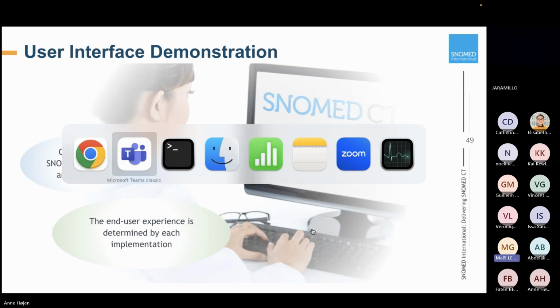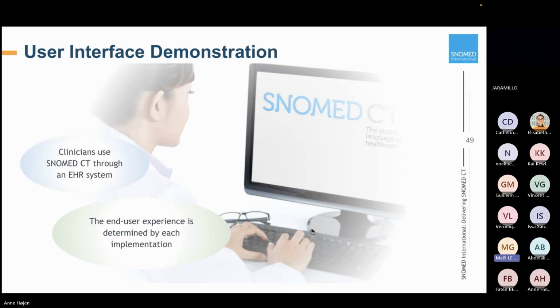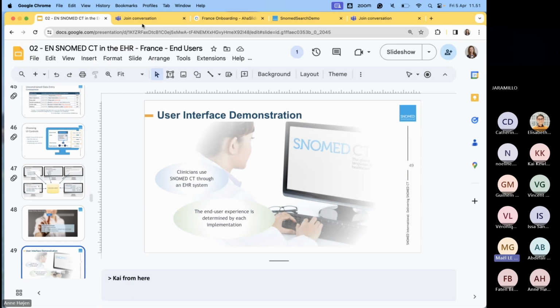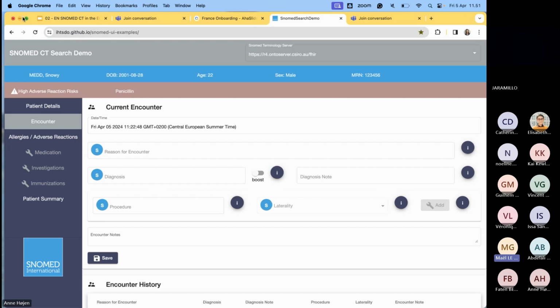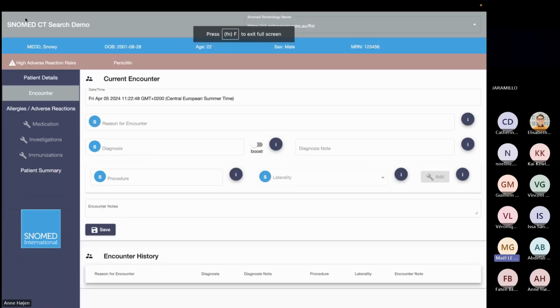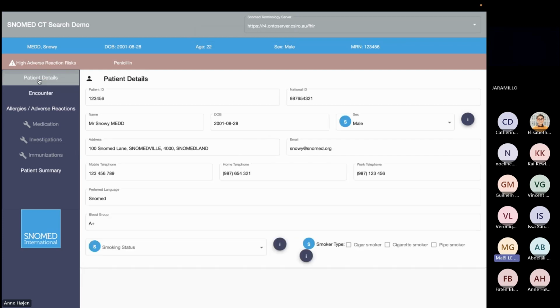I want to show you a bit of data entry before we move on to data retrieval. I want to just jump to a demonstration user interface. So we have this tool here that is a demonstrator of best practice principles for recording information using SNOMED CT. So it's just a dummy system, a front end. But here it shows some different screens that could be part of an electronic health record.